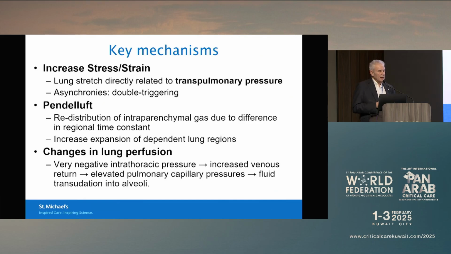There can also be asynchronies if the patient is ventilated due to double triggering, so patient-ventilator asynchrony. Pendelluft, I think, could be a major mechanism, and that's the redistribution of volume, as I talked about, with increased expansion of the dependent lung regions. And I haven't talked about this, but there can be changes in lung perfusion as you have decreased intra-alveolar pressure, decreased pleural pressure, increased venous return, changes across the lung that can lead to transudation into the alveoli and therefore injury.